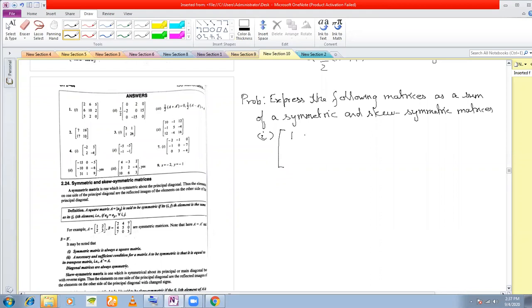1, 2, 3, 4, 5, 6, 7, 8, 9. Okay. You have to express this matrix as a sum of symmetric and skew symmetric. Another matrix here is a 2 by 2 matrix, 2, 4, 3, 2.